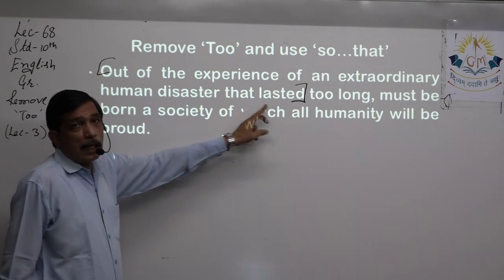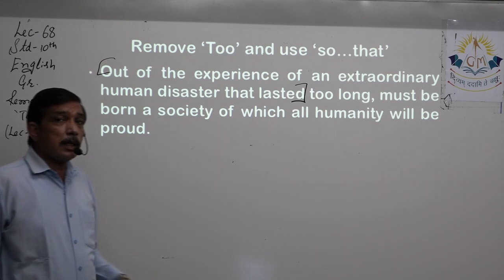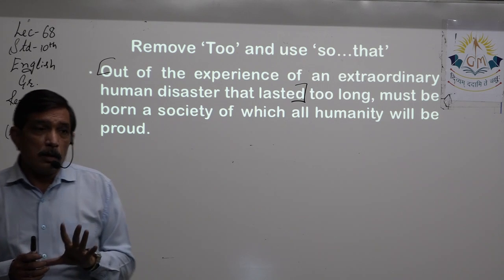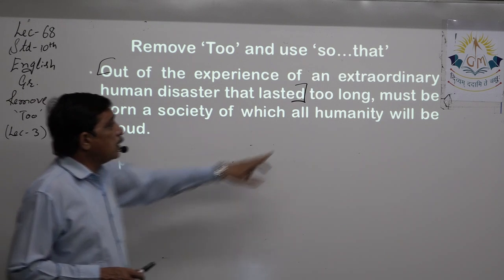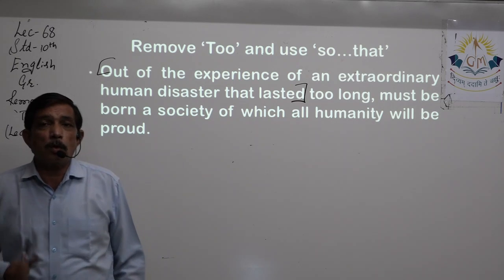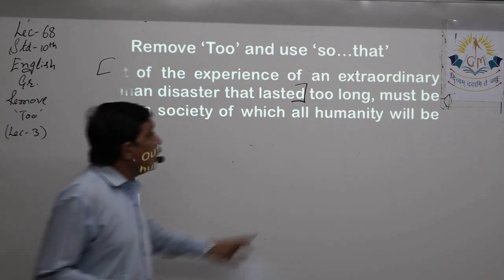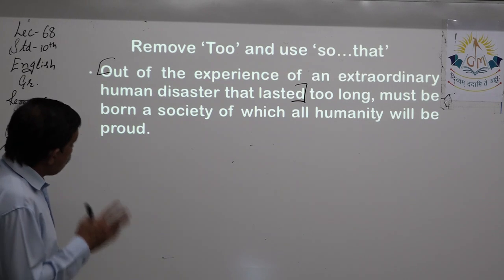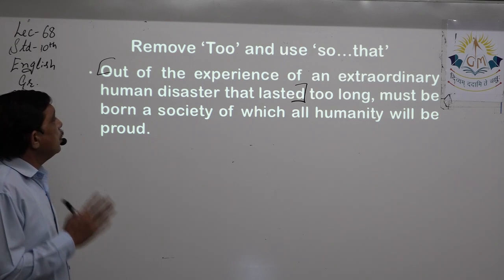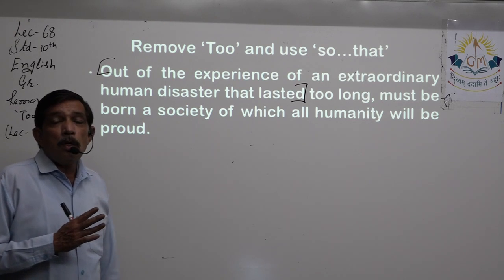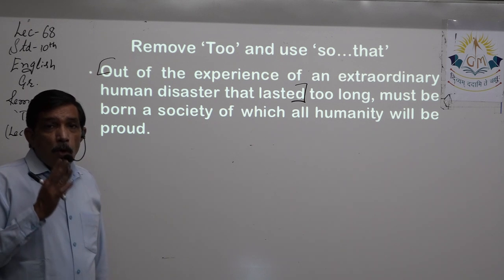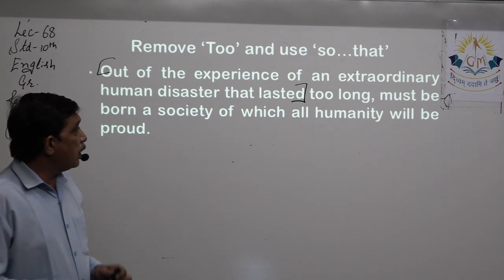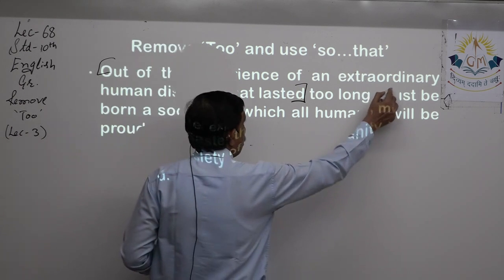that means disaster that lasted. Here, till here, the answer remains the same. That means you can copy down this much part as the answer. That means after that, because to is used over here, right? We know to becomes so that, and then we have to do what comes in between, right? So we know the answer. Out of the experience of an extraordinary human disaster that lasted, that, yes or no? Now the question remains over here.